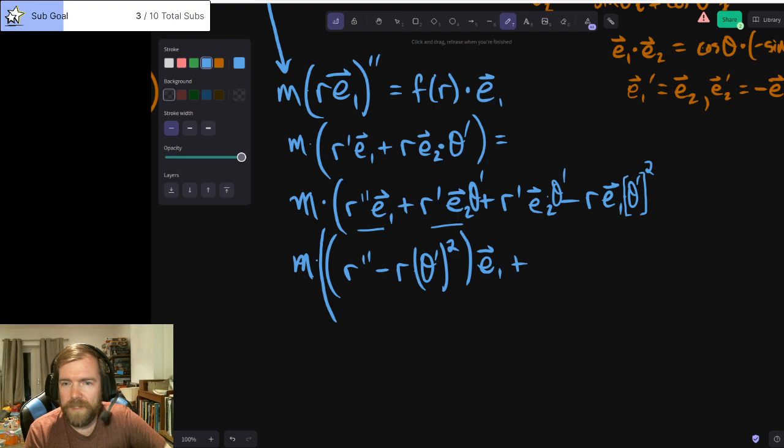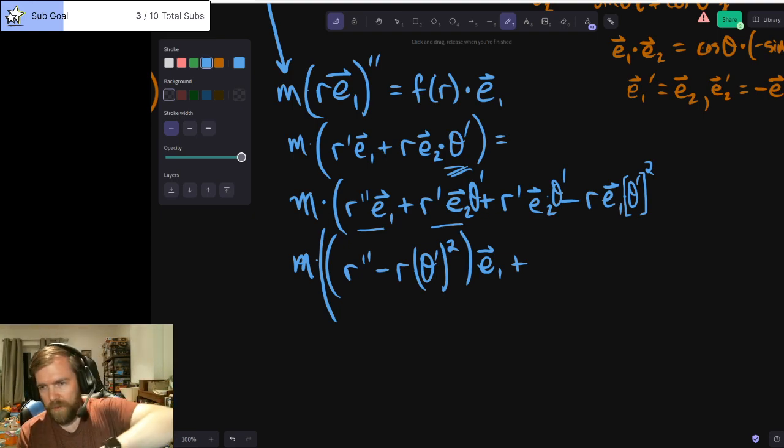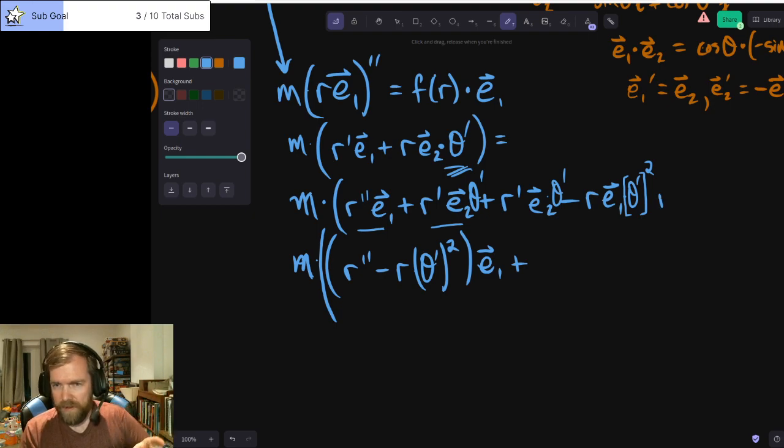Oh, I see. In our second term there, that's a three-way chain rule. So we need to do all three of these. So r prime, then E2, then theta prime, then E2 becomes negative E1 theta prime times theta prime becomes theta prime squared. Then plus r E2 theta double prime.